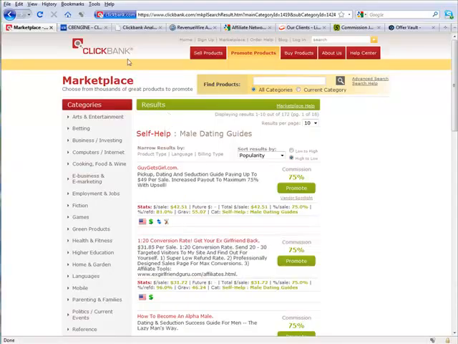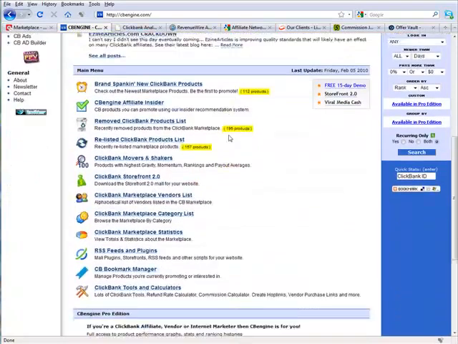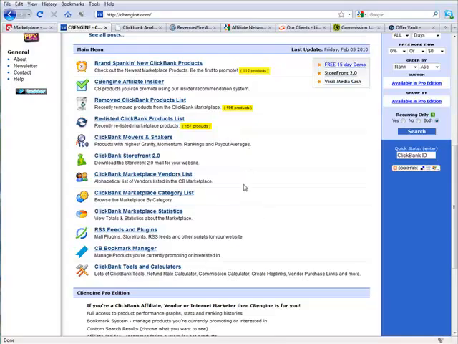Okay, so now if you don't want to use ClickBank, there is another option. What you can do is use a site called CB Engine. It gives you a little bit more information than what you get from ClickBank. You do have the option of both a free and a pro membership. The pro membership does give you more information, but in all honesty, you can get a lot of information just from the free.